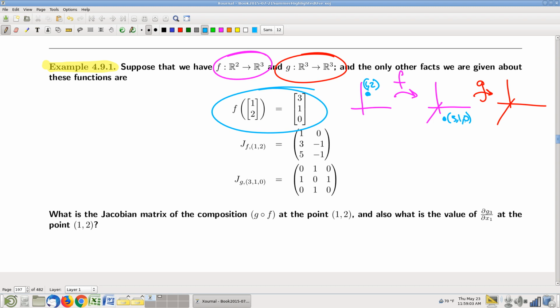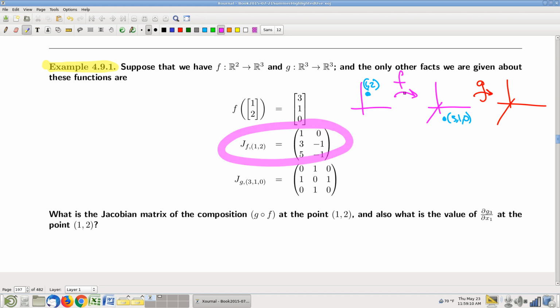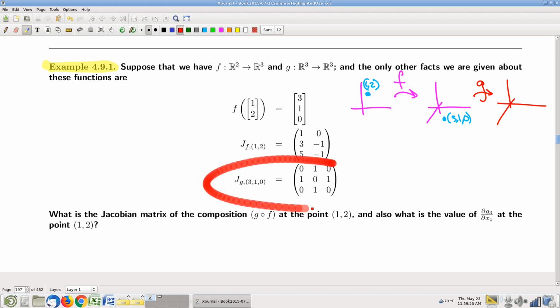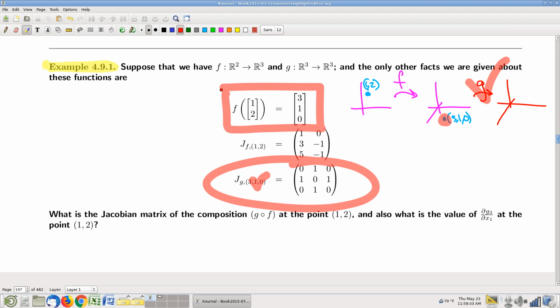Notice that I have been given the Jacobian matrix of f, that function at that point (1, 2). So I'm given the Jacobian of f, and then I'm also given the Jacobian of g. This Jacobian is the Jacobian of g at that point (3, 1, 0), which, recall, is f of a. So we're given exactly the information that we need in order to compose.